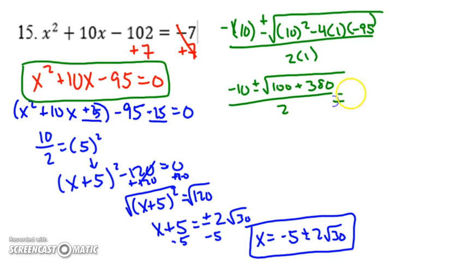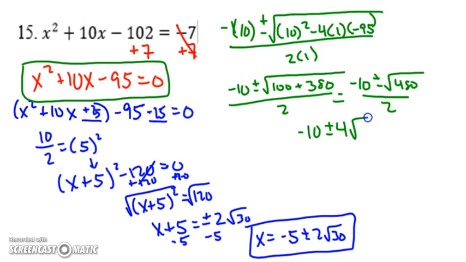So the next step we want to do, negative 10 plus or minus the square root of 480, all divided by 2. Now when I simplify this, we're going to get negative 10 plus or minus, and again, just like we did with the 120 over here, we're going to simplify the 480. That's going to give us 4 radical 30, all over 2. So now from here, I can't simplify on the top anymore because I can't combine negative 10 and 4 radical 30.